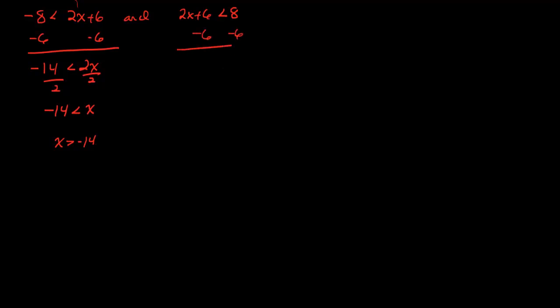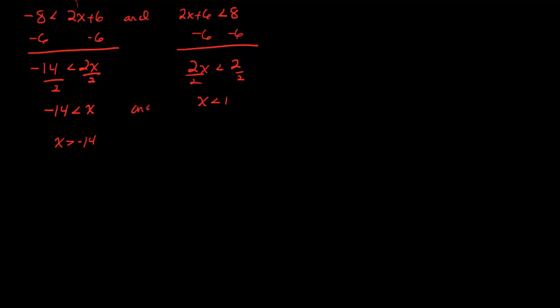So we can subtract 6 on both sides. Subtract 6 on both sides, and we get negative 14 is less than 2x. Divide both sides by 2, and we get negative 14 is less than x, which is the same thing as saying x is greater than negative 14. We're going to subtract 6 on both sides, and we get 2x is less than 2. Divide both sides by 2, and we get x is less than 1.